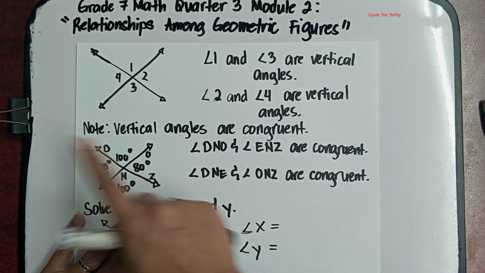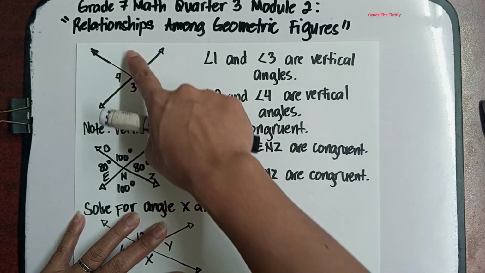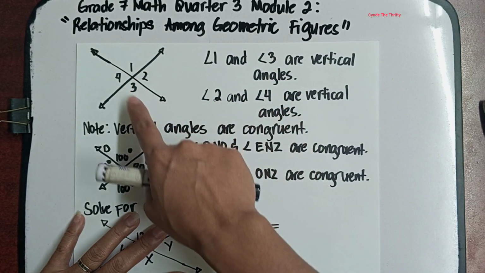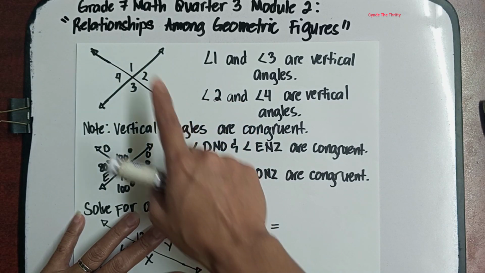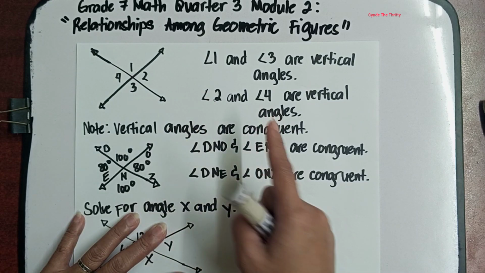Okay? Take note na ang vertical angles are congruent. Kapag vertical angles sila, ibig sabihin pareho ang measurement ng kanilang angle. So, ibig sabihin si angle 1 at si 3, pareho ang sukat nila. At si angle 2 naman at si angle 4, pareho din ang sukat ng kanilang angles.